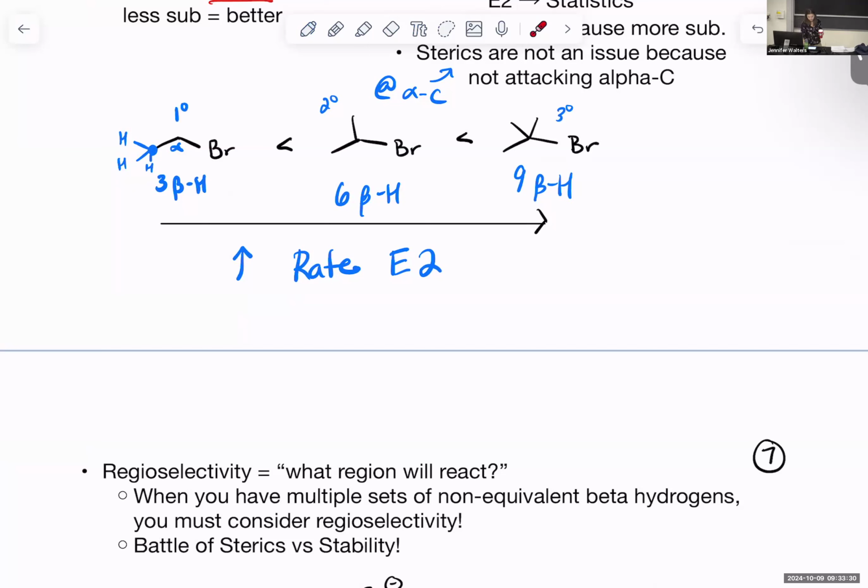With E2, because we're attacking next door, not that alpha carbon, we might have a choice. We now get regioselectivity. The question is, all right, well, which beta hydrogen do I take? Do I take it from the left? Do I take it from the right? Like, which one am I going to attack?